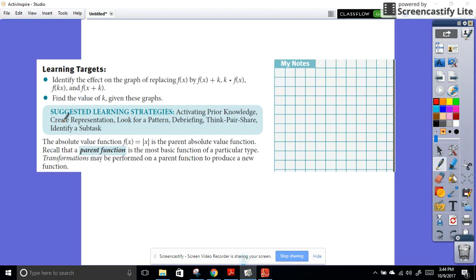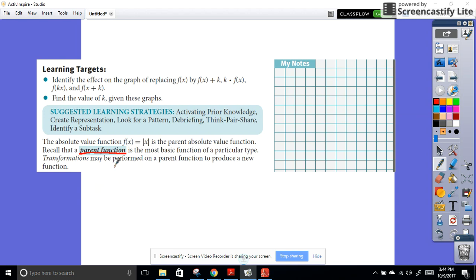Let me click over here. The first thing you need to understand is this whole concept of what a parent function is, okay? You'll have to give me a second to get used to using this new pen. What in the world do they mean by parent functions?